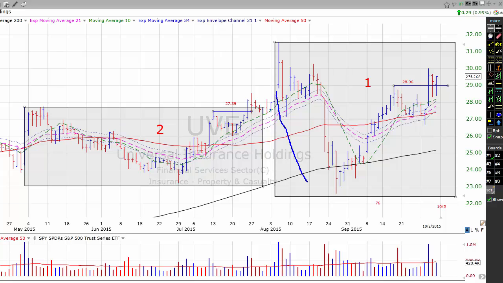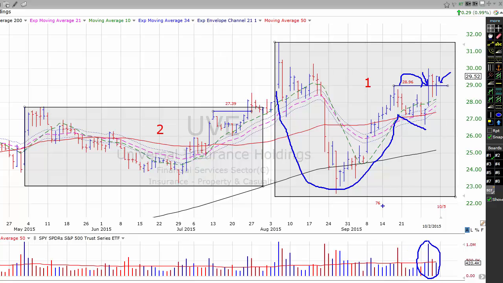Universal's working on this cup and handle base and actually broke out above the pivot point of $28.96 on Friday. Actually, it broke out earlier than that, but it retested the cup and handle and closed above it on Friday. Trading volume was a little bit weak, but the volume 2 days ago on the actual breakout day was very solid. It was above 140% of average daily.